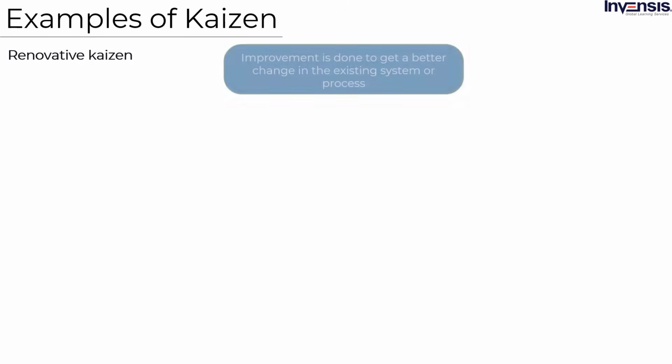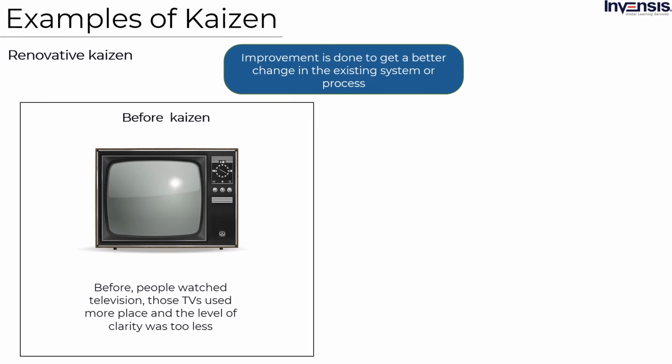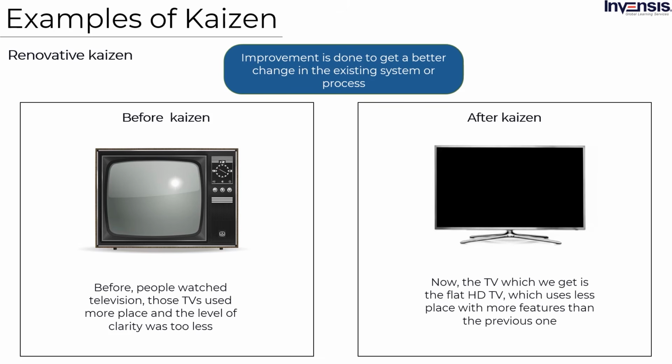Next, we have renovative Kaizen. In this category of Kaizen, improvement is done to get a better change in the existing system or process. Before, people watched television, those TVs used more place and the level of clarity was too less. Now, the TV which we get is the flat HD TV, which uses less place with more features. Thus, the renovation has occurred.